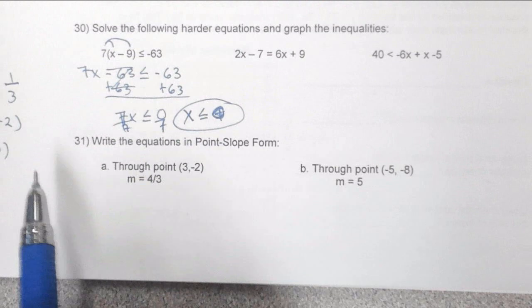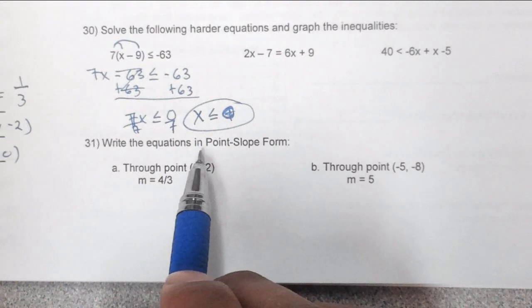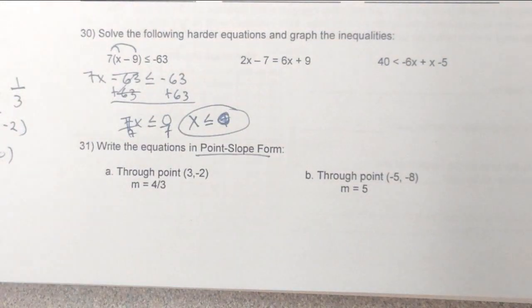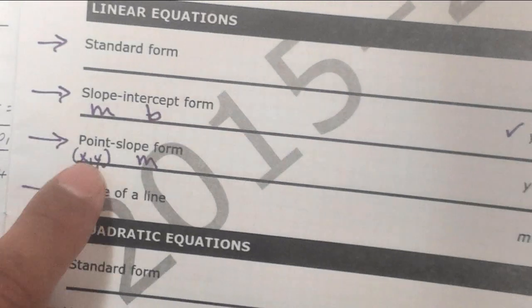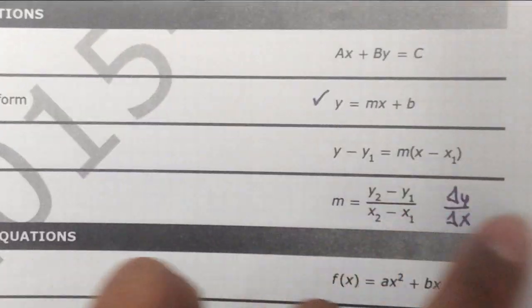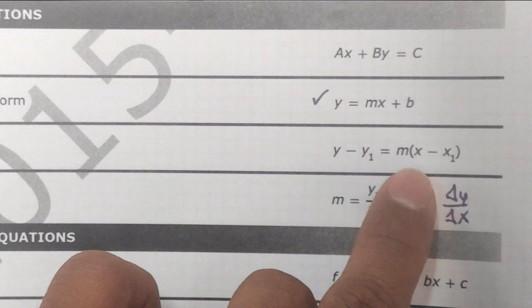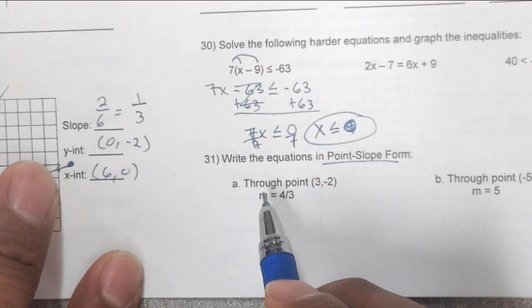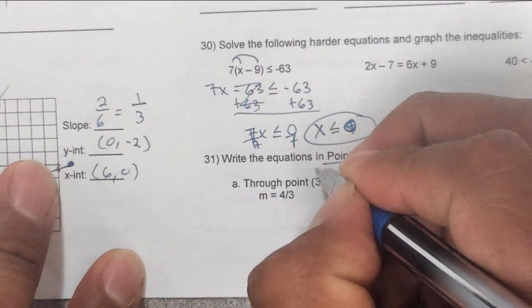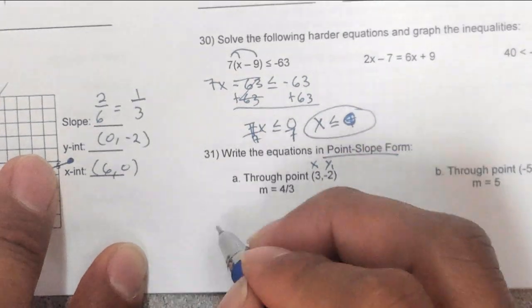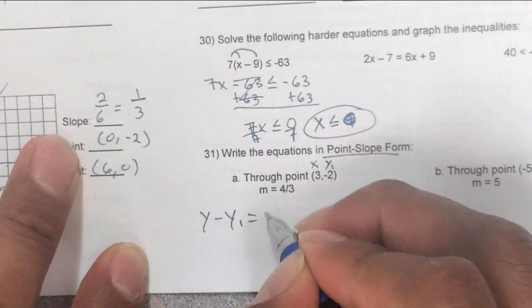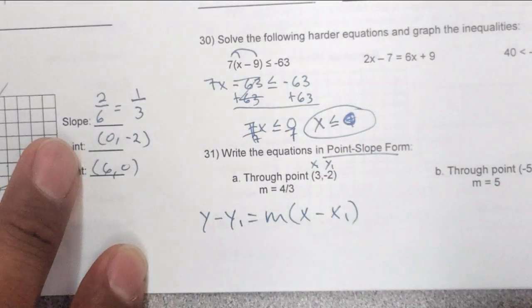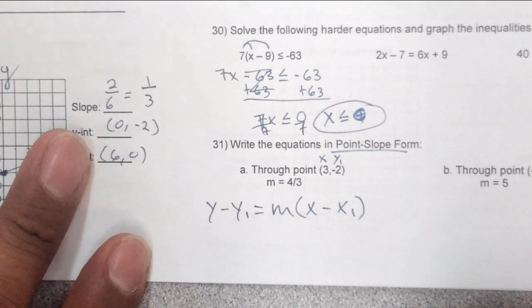Work it out. Write the equation in point-slope form. Remember, if you don't know what point-slope form is, you look at your formula chart. There it is. Point-slope form, which is y minus y1 equals m times x minus x1. And they gave you everything you need. They gave you the slope, they gave you the point. So this is x1, y1. So y minus y1 equals m times x minus x1. And again, all you have to do is replace the numbers.